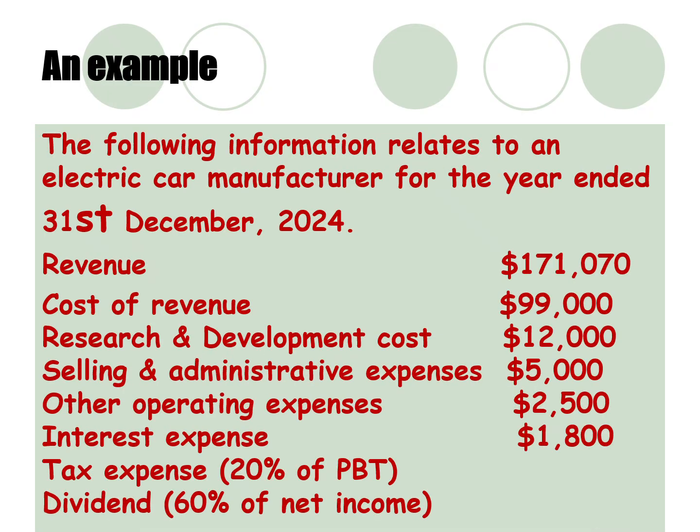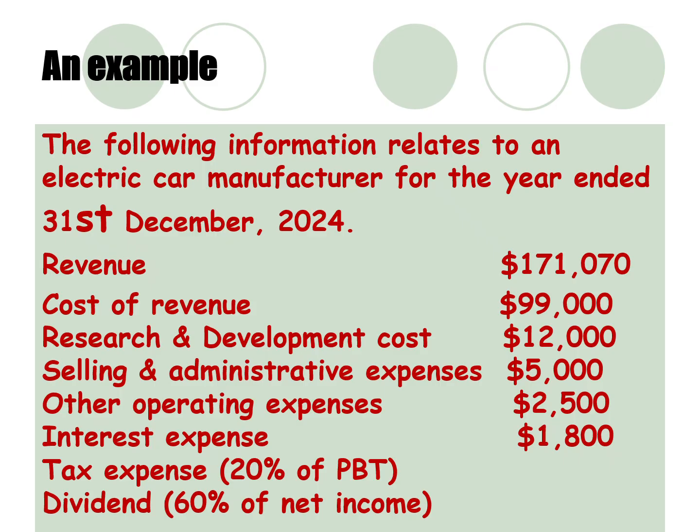We will explain, using a simple example. The following information relates to an electric car manufacturer for the year ended the 31st of December, 2024. Revenue, $171,070. Cost of revenue, $99,000. Research and development cost, $12,000.